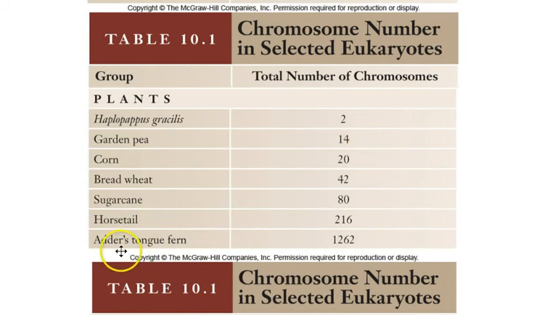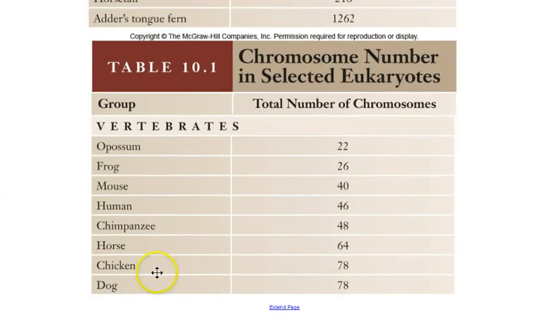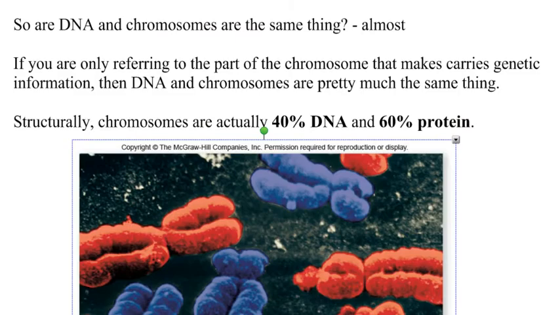Look at this, adder tongue fern, 1,262 chromosomes. And then down here in vertebrates, you can see that humans have 46, chimps have 48, dogs have 78. One conclusion you can draw from this is that the complexity of the organism is not exactly related directly to the number of chromosomes. All right, so are DNA and chromosomes exactly the same thing?